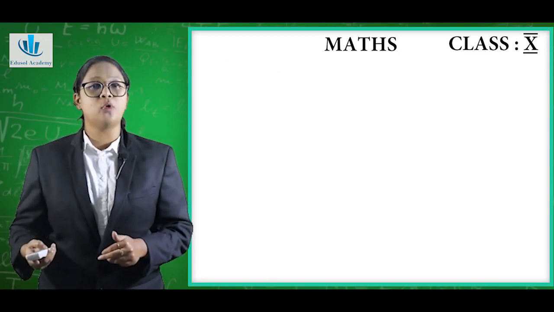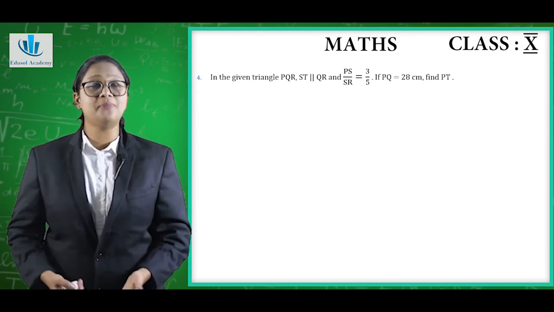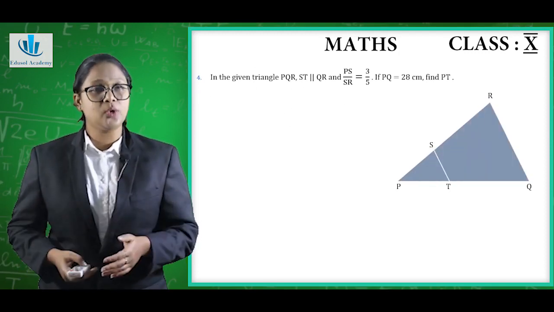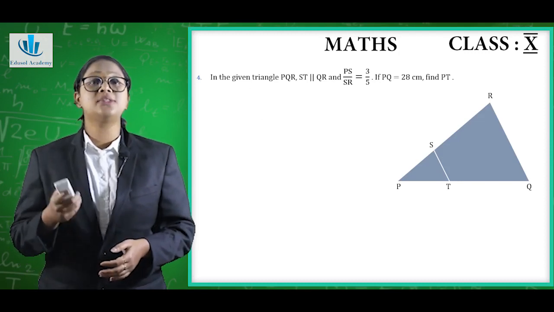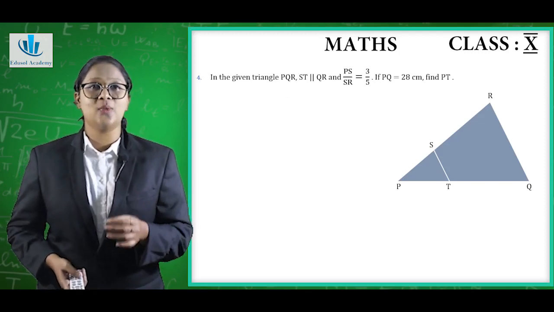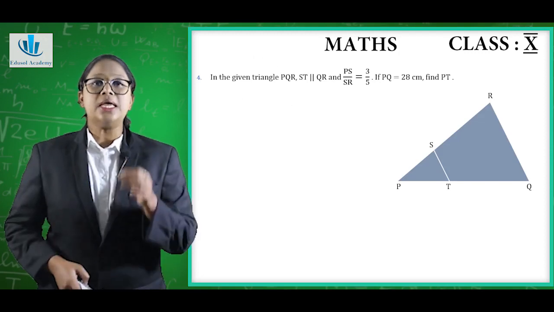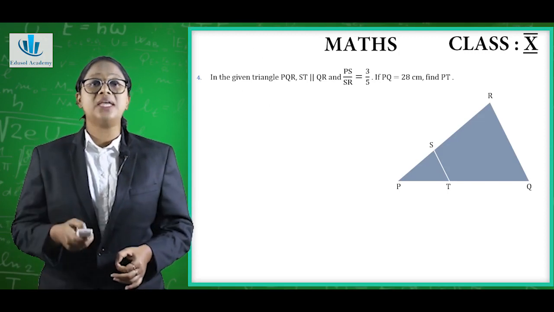Now we will move on to more problems. There's been a figure given, so let's read the question again. In the given triangle PQR, ST is parallel to QR and PS by SR is equal to 3 by 5. So those are the conditions given. One more condition: if PQ is equal to 28 centimeter, find PT.